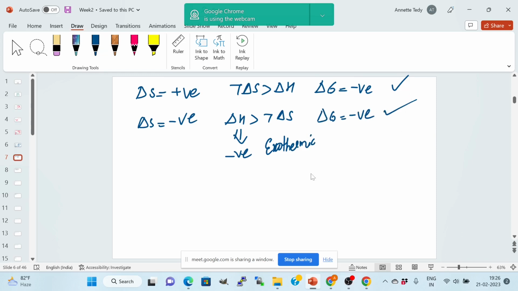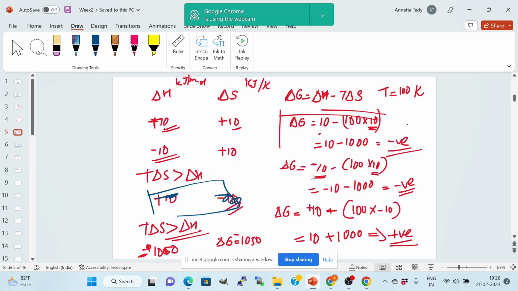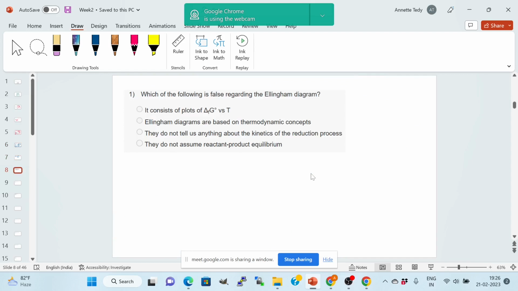Oh. So in this question, all statements are right. We'll move on to the next question. Which of the following is false regarding an Ellingham diagram? As I said, it is a plot of delta G versus temperature, so it is right. The Ellingham diagrams are based on thermodynamic concepts. Yes, because we are talking about delta G, delta H, delta S, etc. So this is also right. Then, they do not tell us anything about the kinetics of the reduction process.